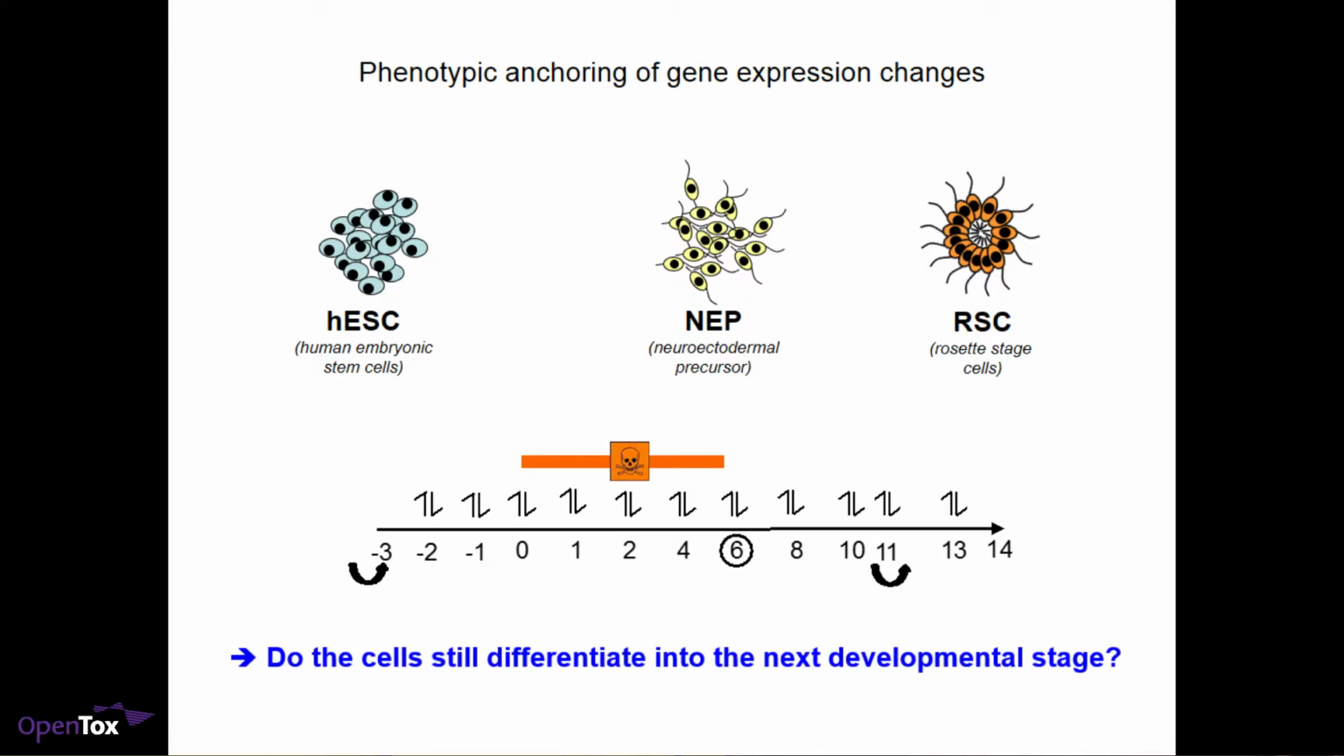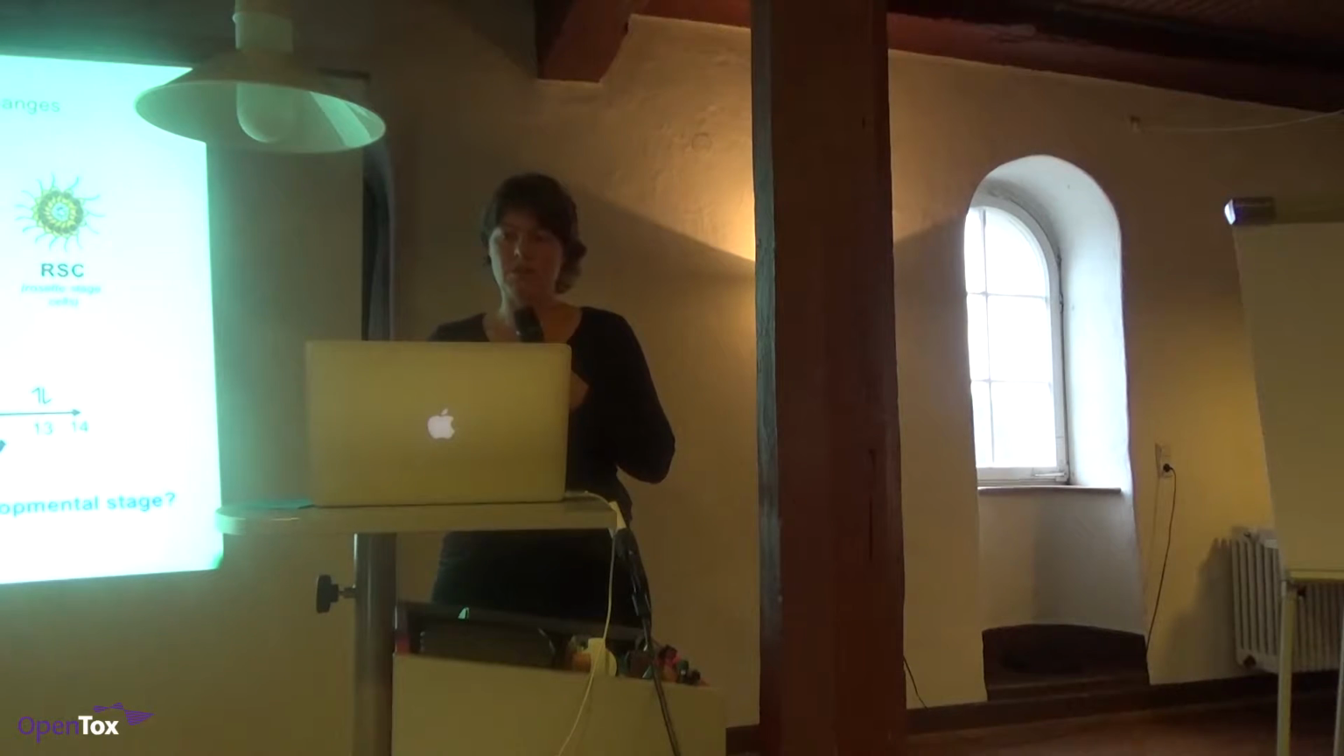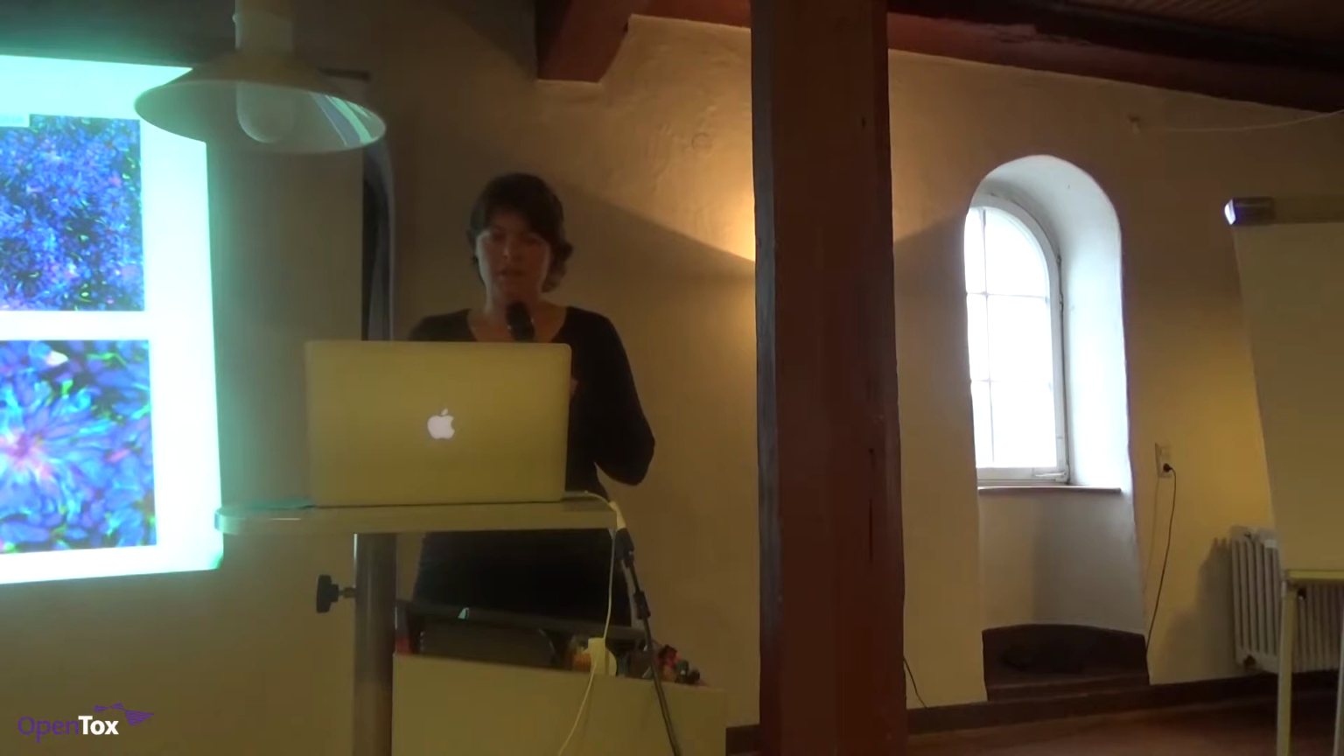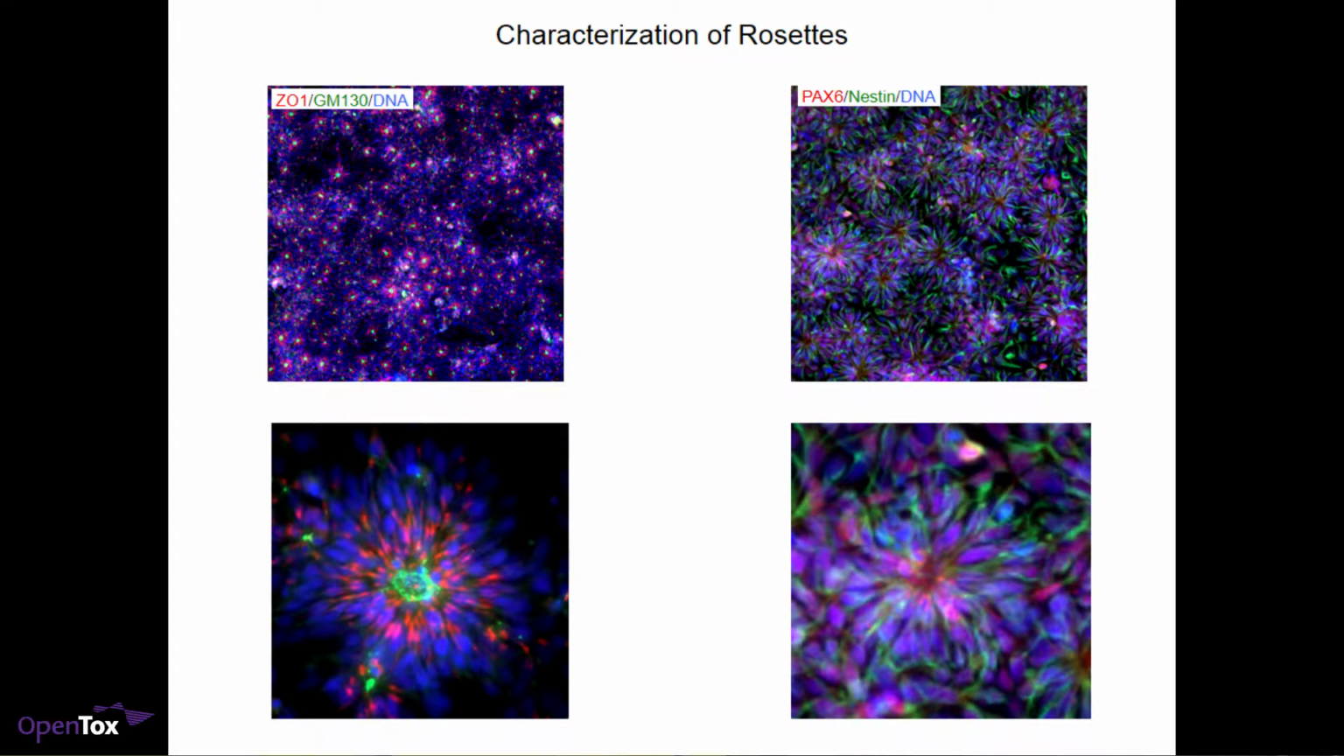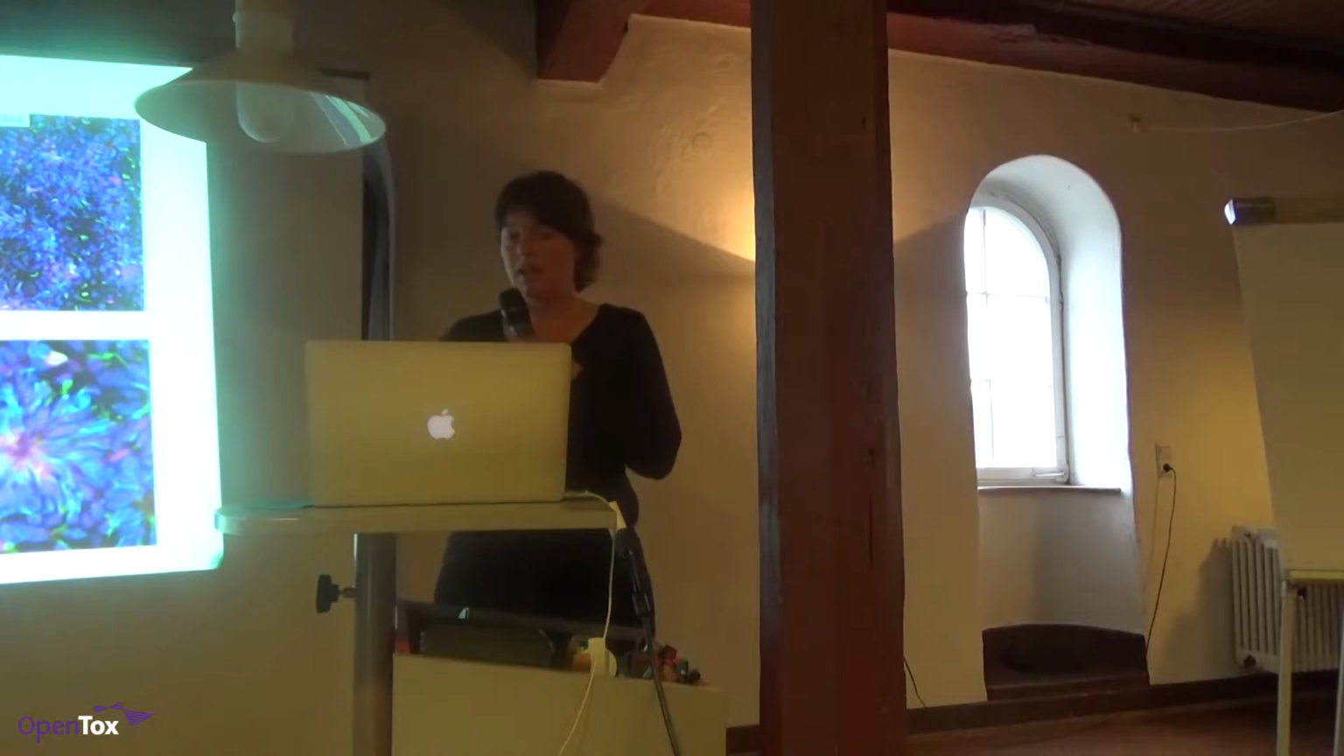And the question was, if we treat our cells from day 0 to day 6, do they still differentiate into these neural rosettes? Here you can see a little characterization of these rosettes. They are really beautiful. So we used ZO1, an extracellular matrix protein, and GM130, a Golgi apparatus protein, of which we know that it's assembling towards the center of the rosette. So this is a detailed picture, and here you see an overview picture, and each bright dot here represents a rosette.